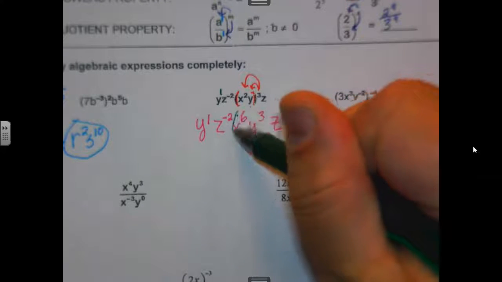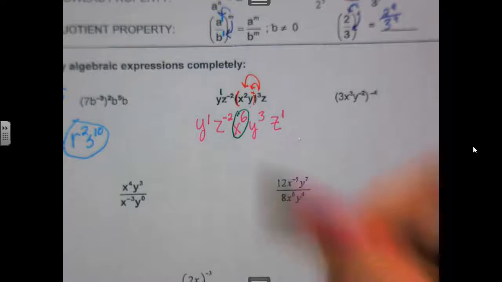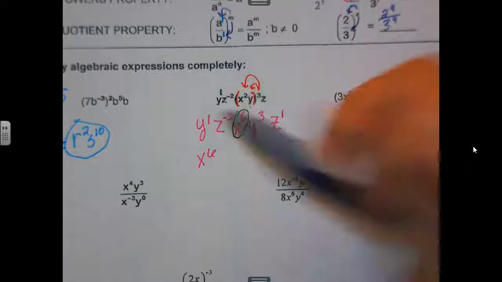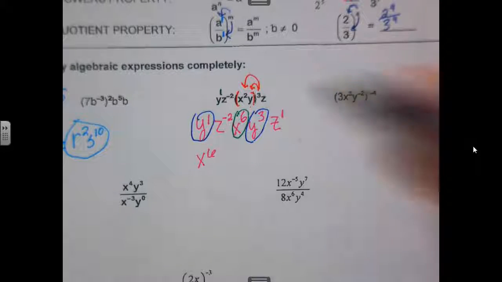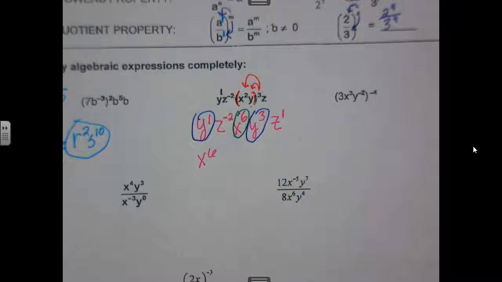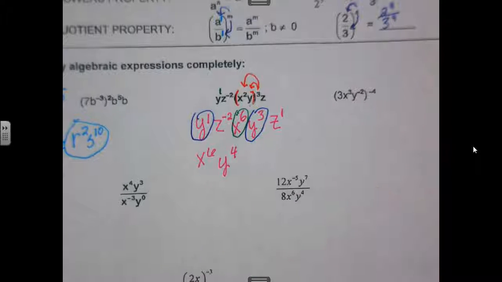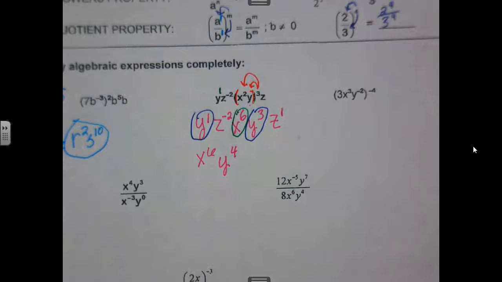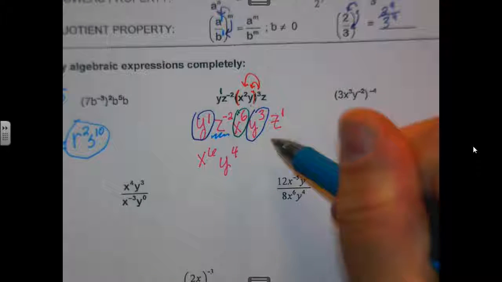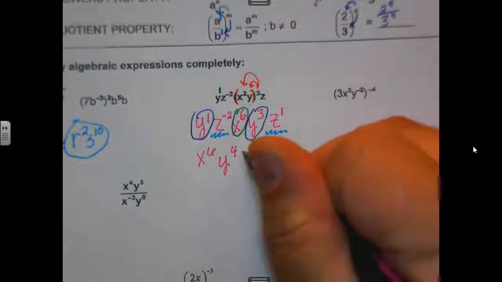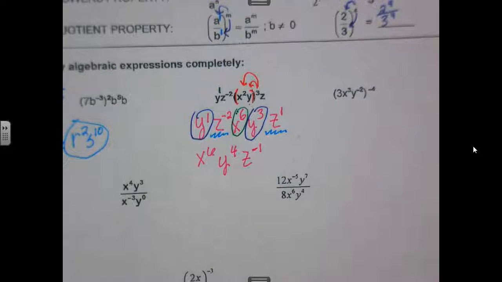See, x to 6. Here's my x's. So I have x to 6. My y's, let's see, I've got y to the first, y to the third. Okay, same base. I'm going to add the exponents. So I get y to the 1 plus 3, or 4. Z to the negative 2, z to the first, negative 2 plus 1, negative 1. Am I done?